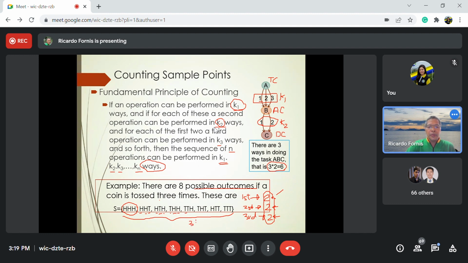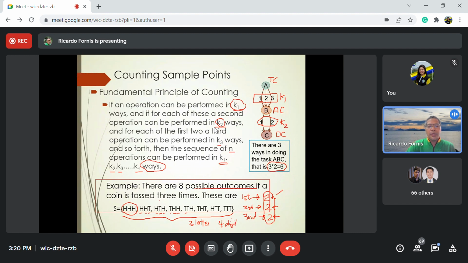letters, 3 letters, like in Cebu, and then followed by 4 digits, then how many plate numbers could we form?